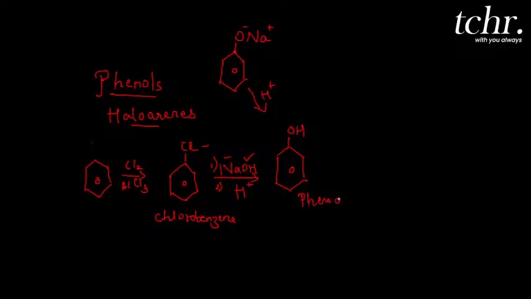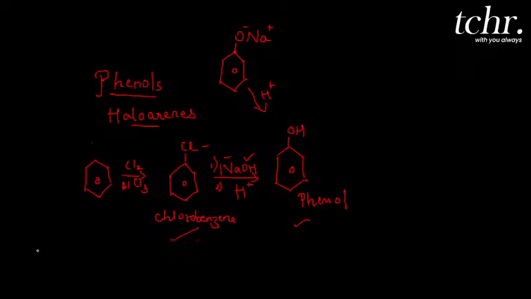So you should not get confused. The intermediate that is formed is sodium phenoxide. Sodium phenoxide on acidification gives you phenol. Very simple method, right? So using a haloarene, that is chlorobenzene, you can prepare phenol. Is it clear, students?